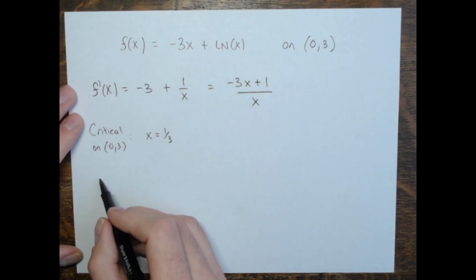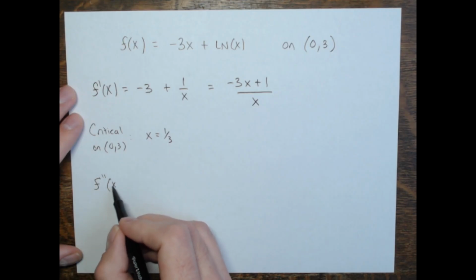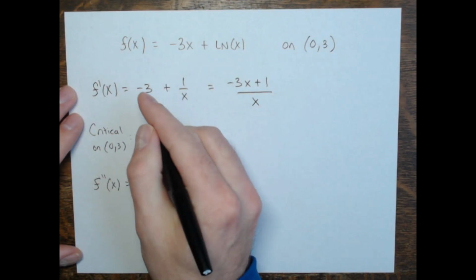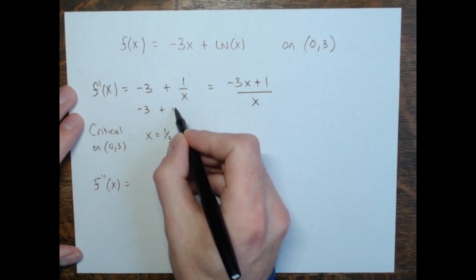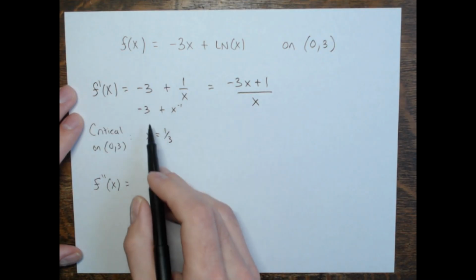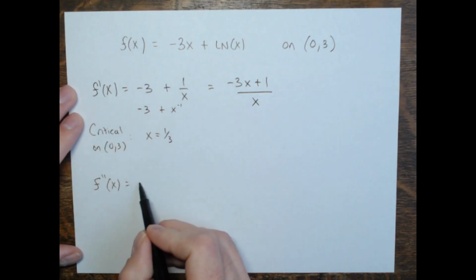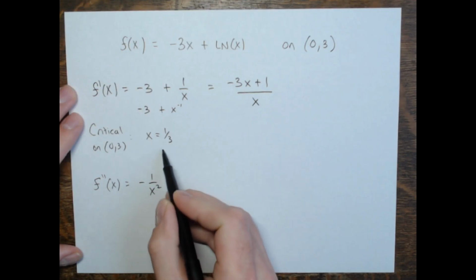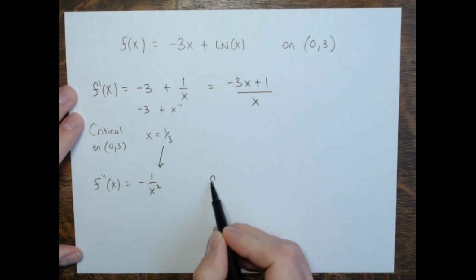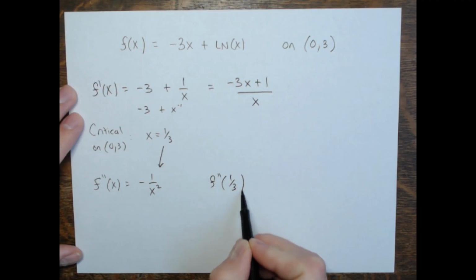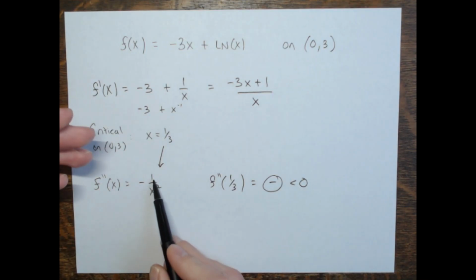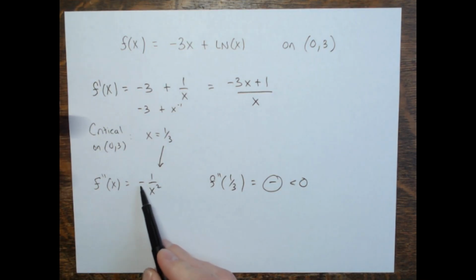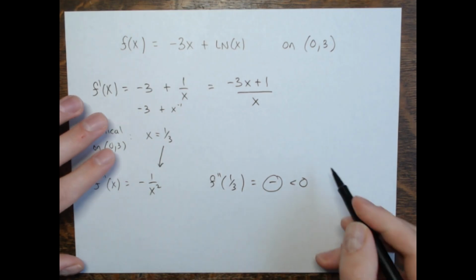So now I find the second derivative, right? Again, it would be easy to look at the first derivative as negative 3 plus x to the negative 1. So that'd be 0 and then minus 1 over x squared. So when I plug this in, the value of the second derivative at 1/3 is going to be a negative number again. Yes, because 1 over x squared will be positive. Then you have this minus 1 out front, right?